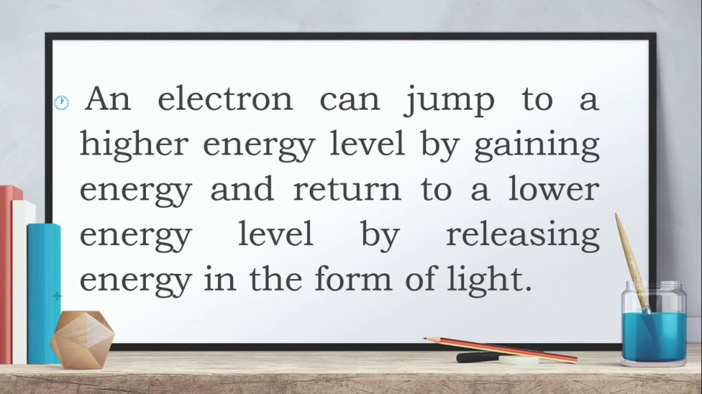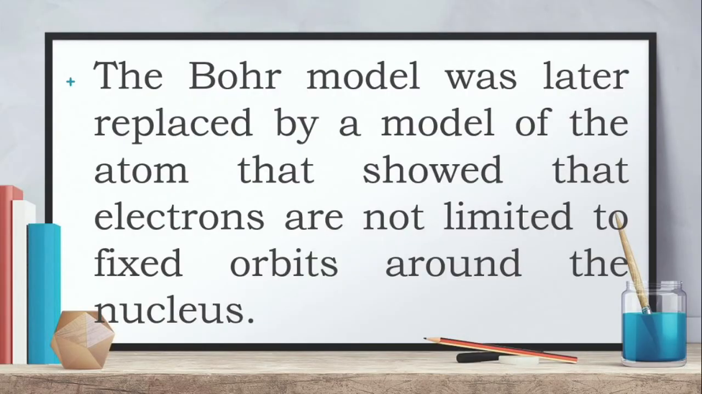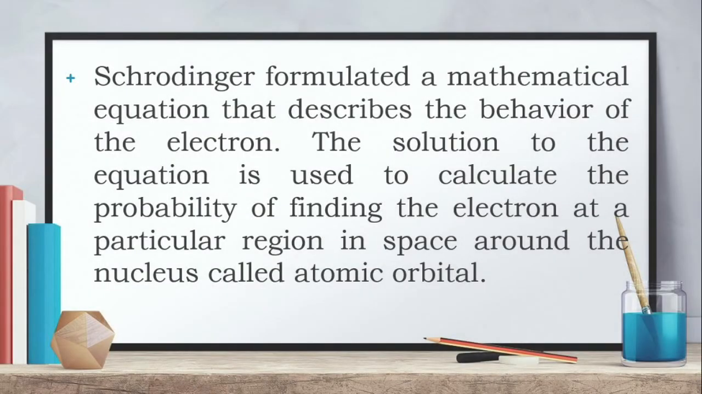The Bohr model was later replaced by a model of the atom that showed that the electrons are not limited to fixed orbits around the nucleus. Schrödinger formulated a mathematical equation that described the behavior of the electrons. The solution to the equation was used to calculate the probability of finding the electrons at a particular region in space around the nucleus. It is then called atomic orbital.